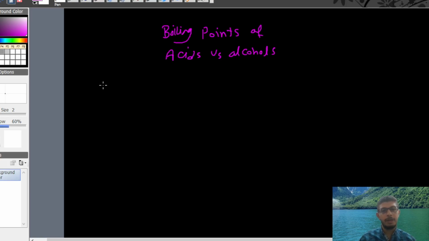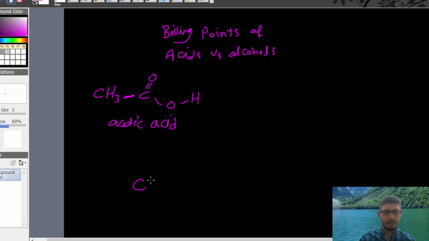Okay, here we have, let's draw an acid first, something like CH3, C double bond O, and OH. Actually, it should be like this, but whatever. Okay. This is acetic acid, right? And this is a simple alcohol. Let's write it down here. This is acetic acid. And let me write down something like this alcohol, CH3OH.